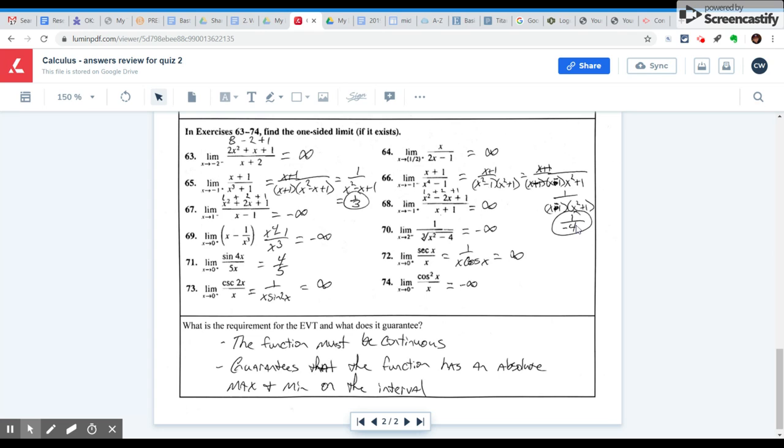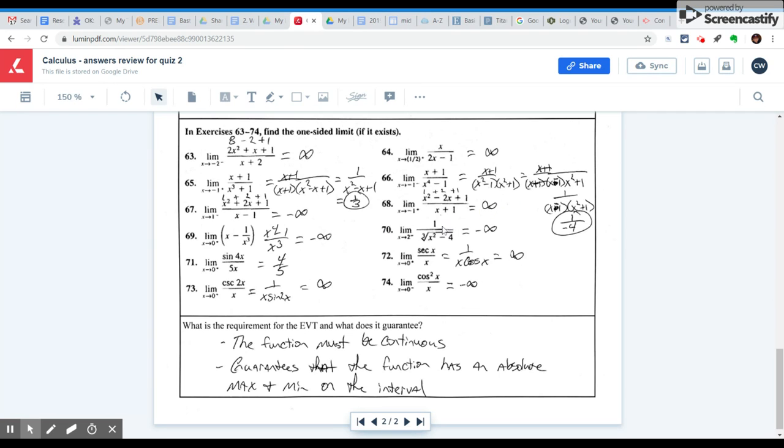Plug in -1, -1 on the top gives me a number, -1 on the bottom gives me 0, so number over 0, dealing with an asymptote. I'm going from the right side, so the right side of -1 is going to be positive on the top. Right side of -1 is going to be positive on the bottom, and that's how we get a positive.